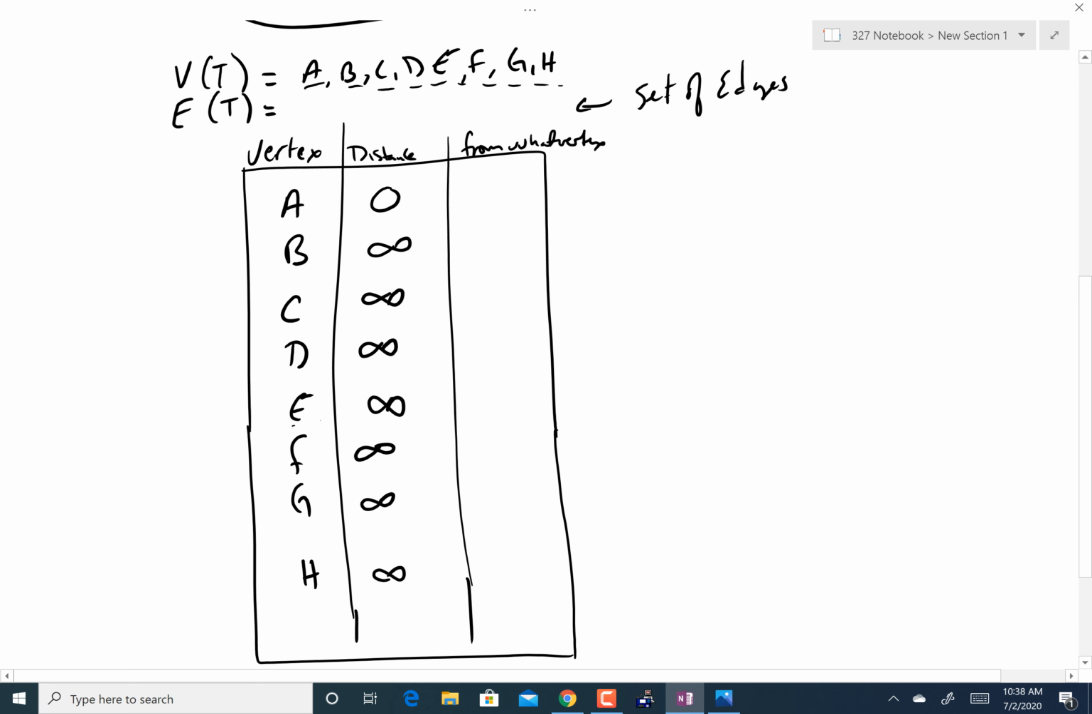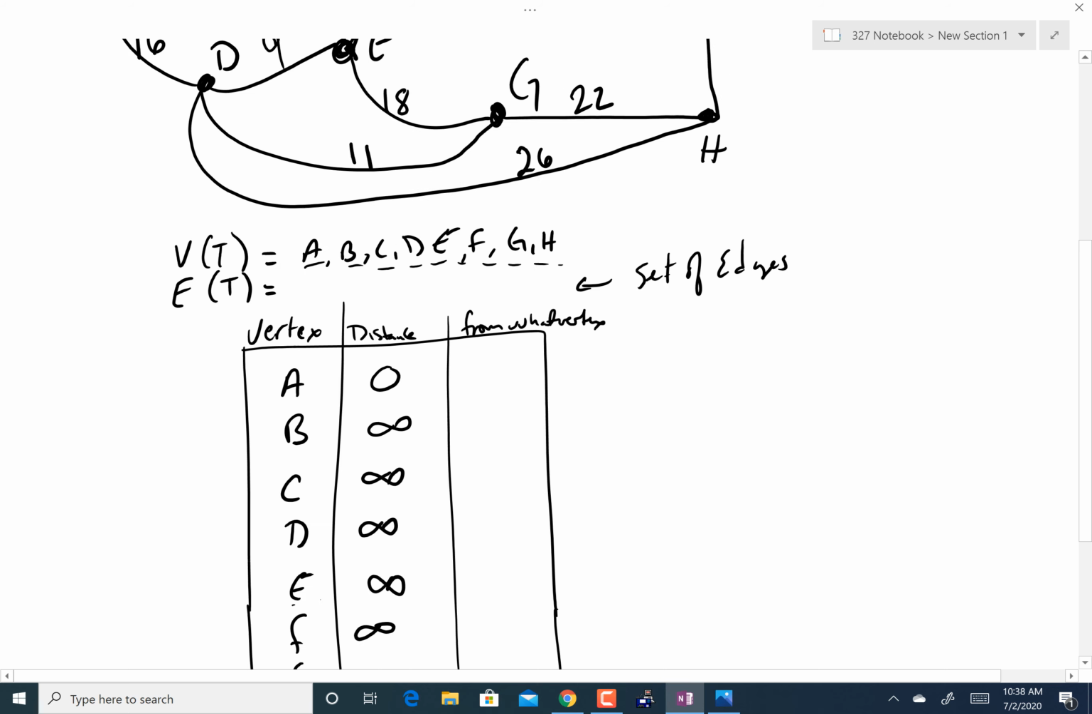So A's distance from itself is 0, and everybody else, we're just going to say right now, is infinity. It doesn't really make any difference, because we're going to keep trying to improve that distance as we go along. Okay, so we're going to come up here.